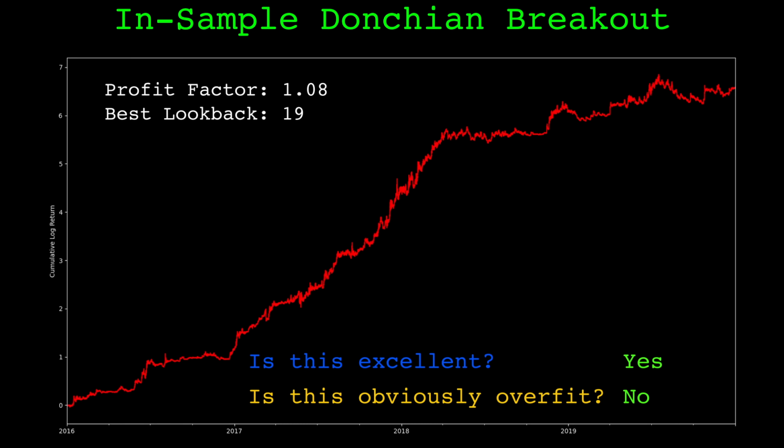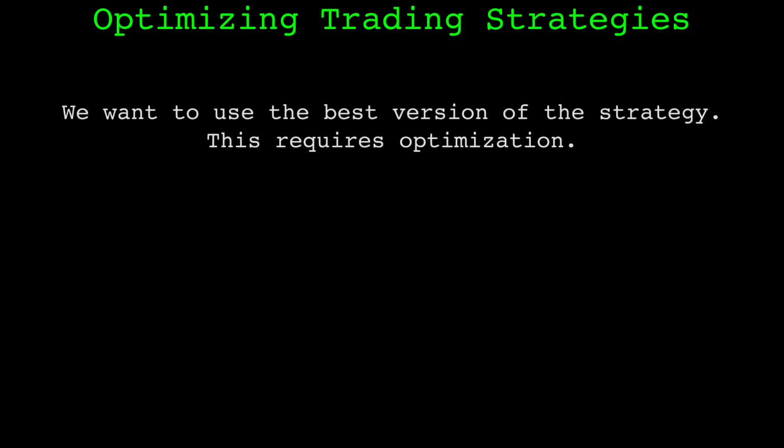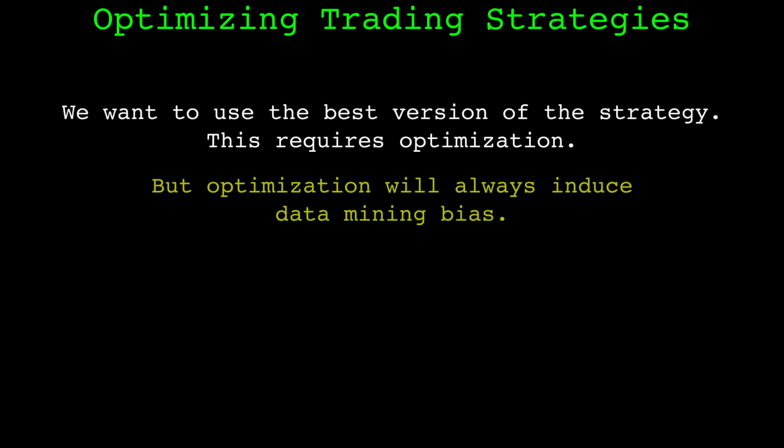Once we're satisfied with our in-sample results, the question becomes, was this excellent in-sample performance found due to patterns intrinsic in the data, or was the good in-sample performance found just because our optimization process was powerful enough to find something in noise? In other words, is data mining bias the main contributor to our excellent in-sample performance? The problem with optimization is it works.